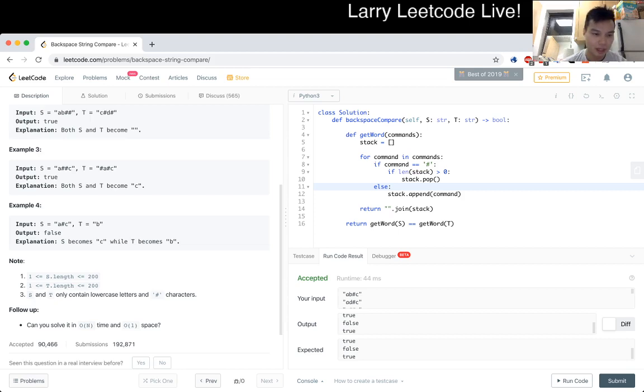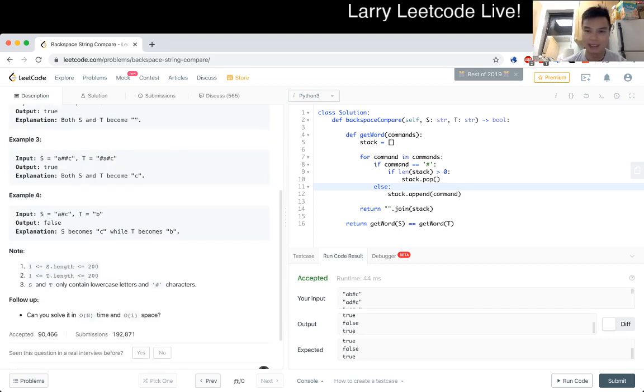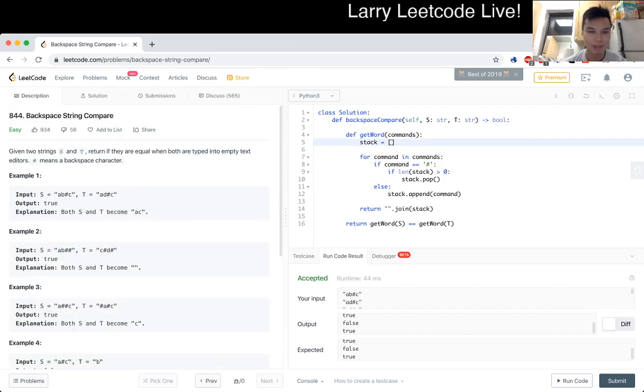So, can you do it in O of n time? This is O of n time and O of n space, because we use a stack which could get to O of n. Can I do it in O of one space? Let me think about it real quick. I don't know.